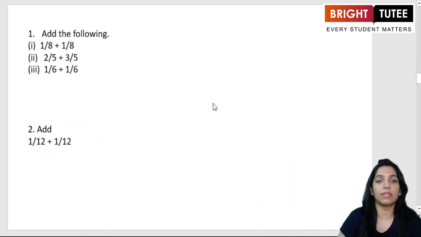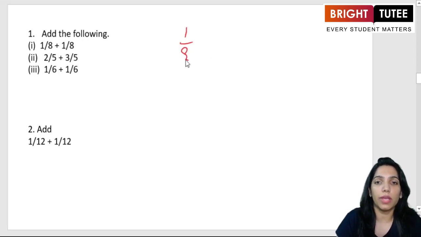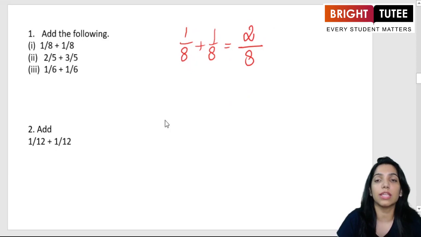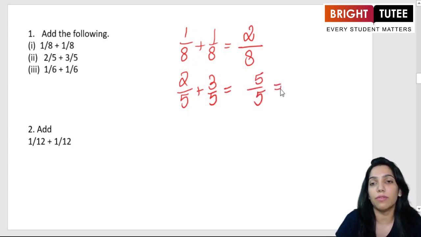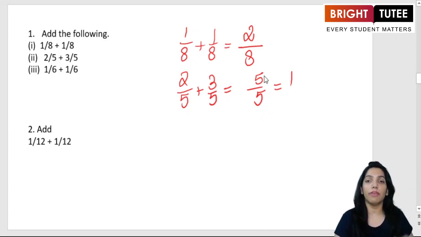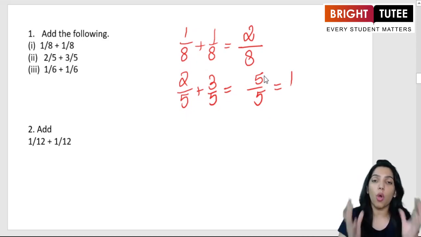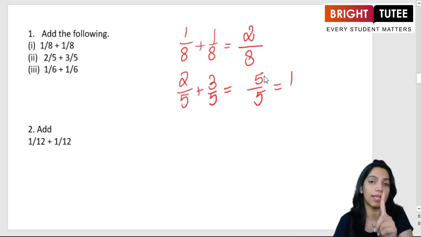Now let's try some question. It says in question number 1, add 1 over 8 plus 1 over 8. So 1 over 8 plus 1 over 8, we just keep the denominator the same and the numerators are added together. So the answer is 2 over 8. Moving on to the next one, it's 2 over 5 plus 3 over 5. So 2 over 5 plus 3 over 5 is equal to 5 over 5. That is a whole. So I can even write this as 1. Okay. If out of 5 parts, all the 5 parts are colored, it means we are representing the whole. Okay. So I can write this as 1 as well.